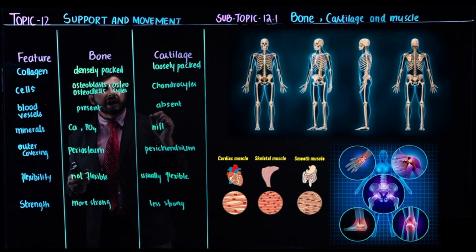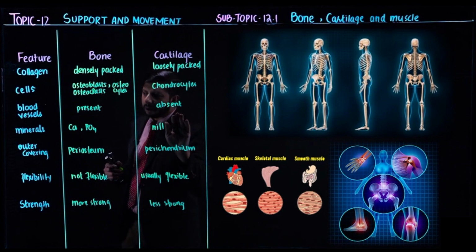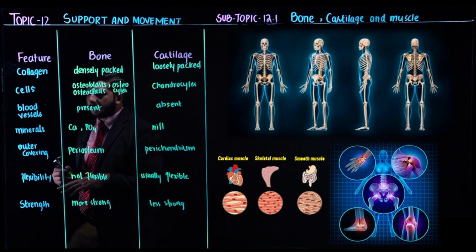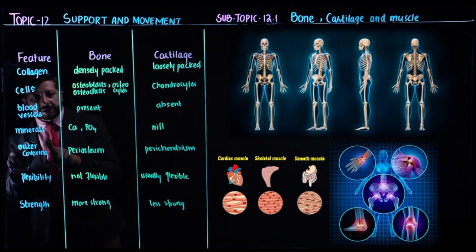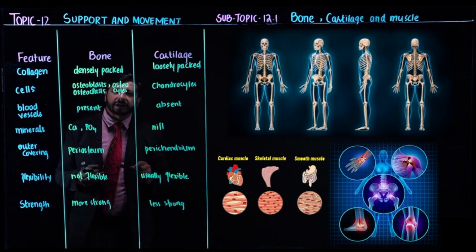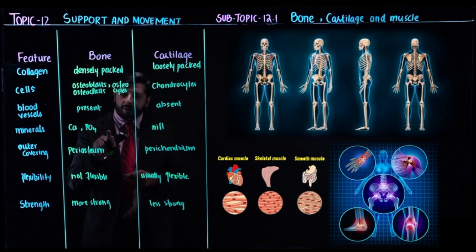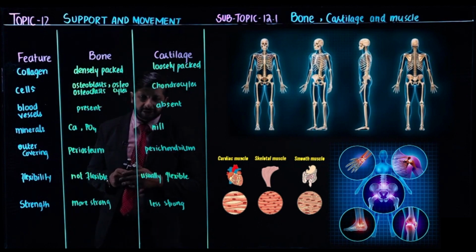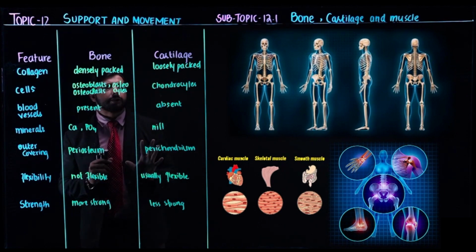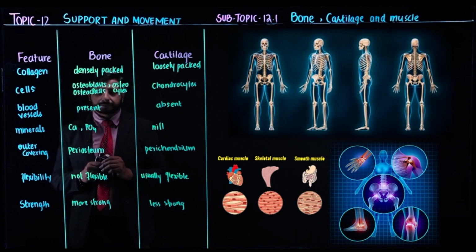Now, if we talk about the blood vessels, the bone has blood vessels in it, as we have seen, but cartilage is devoid of blood vessels. If we talk about the minerals, in bones there is a deposition of various minerals like calcium, phosphate, and carbonate. But in case of cartilage, there is no deposition of minerals.